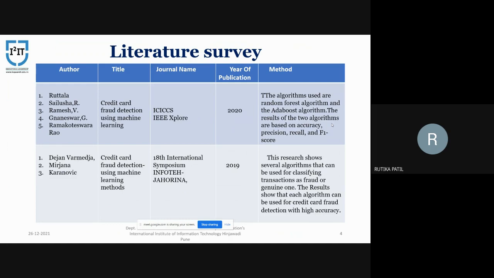The second title of the literature survey is Credit Card Fraud Detection Using Machine Learning Methods. It is published by Symposium Infotech Jahorina in 2019. In this paper, the research shows several algorithms that can be used for classifying transactions as fraud or genuine ones. The results show that each algorithm can be used for credit card fraud detection with high accuracy.